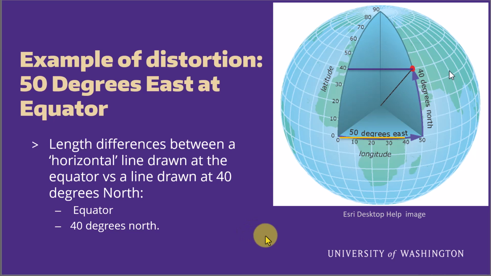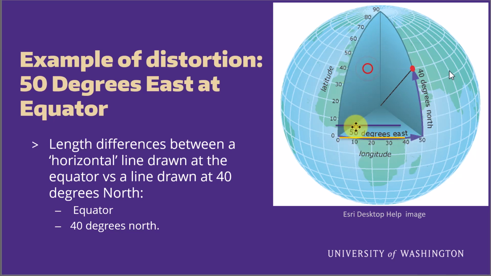Start 50 degrees east of the international dateline, so going from 50 degrees east. Let's look at the length differences between that measurement at the equator and that measurement at 40 degrees north. So if we go 40 degrees north and create that same horizontal line, which of these two lines is longer? The distance here at the equator or the distance at 40 degrees north?